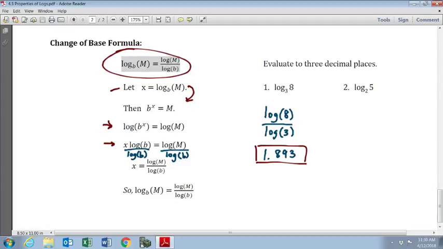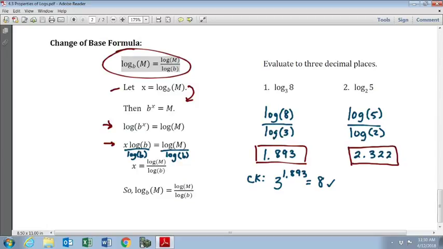Now remember, this is the exponent that we put on a base of 3 to get 8. We can actually check this by putting this exponent on the base of 3, and if you check that, you do get about 8. Since we're rounding here, it won't be exact, but it'll be very close. So on number 2, you can write this as the log of 5 over the log of 2. And if you put that in your calculator, you'll get 2.322. And again, you can check that. 2 to the 2.322 power is about 5.